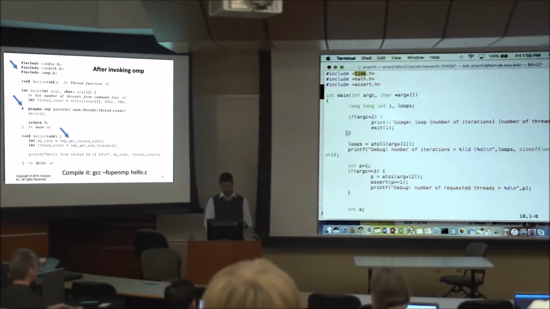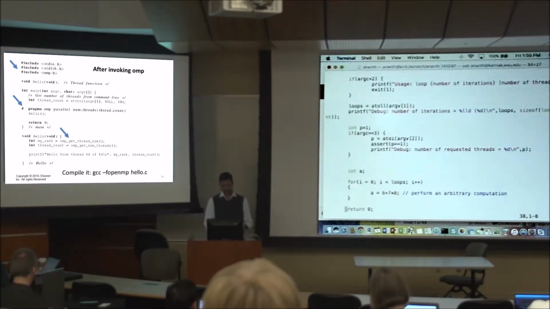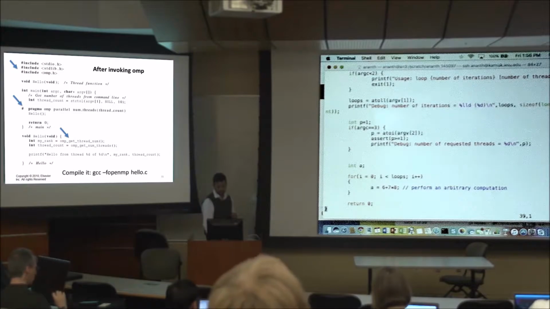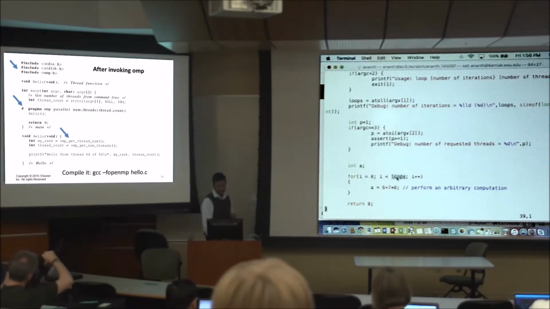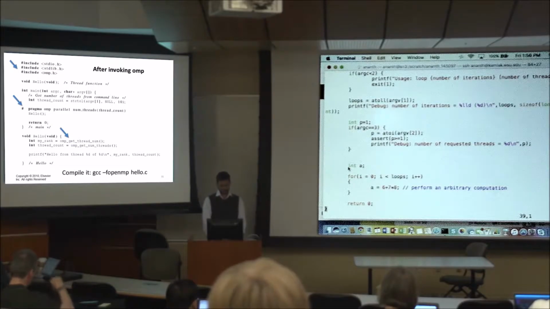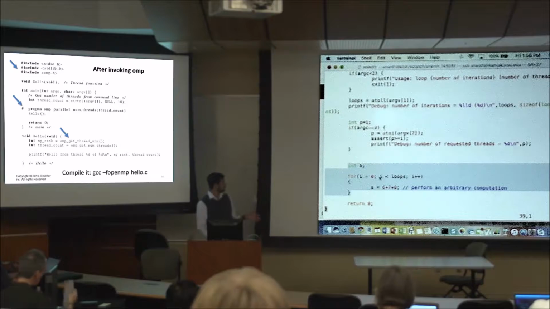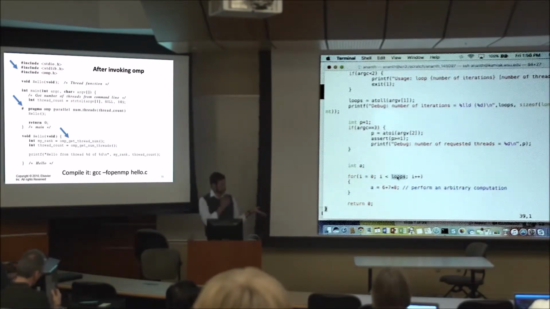Okay, that's what has happened so far. Once we have n and p, meaning the number of loops, or iterations, and the number of threads, this is a serial code as of now, right? So here is my loop that basically executes whatever we want to do for n number of times. Now I want to parallelize this.